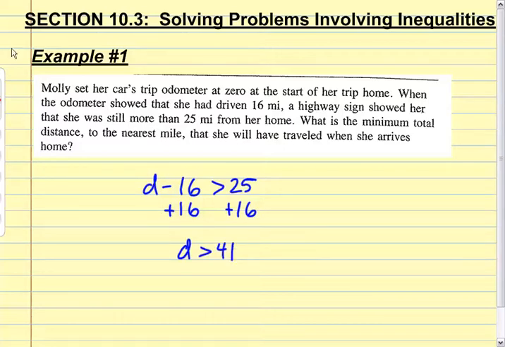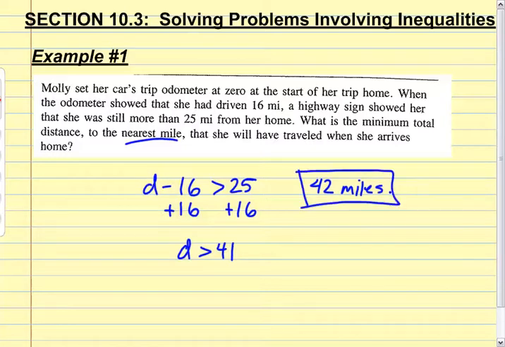So it doesn't equal 41. It has to be greater than 41. Well, the first whole number, because it says nearest mile, bigger than 41 is 42. So she had to drive at least 42 miles. Okay, that's it. Nice. All right? That was an easy one. And most of these things are easy. Okay, let's look at the next one.